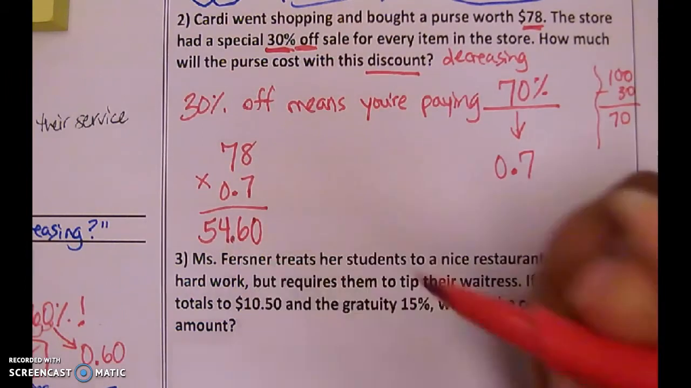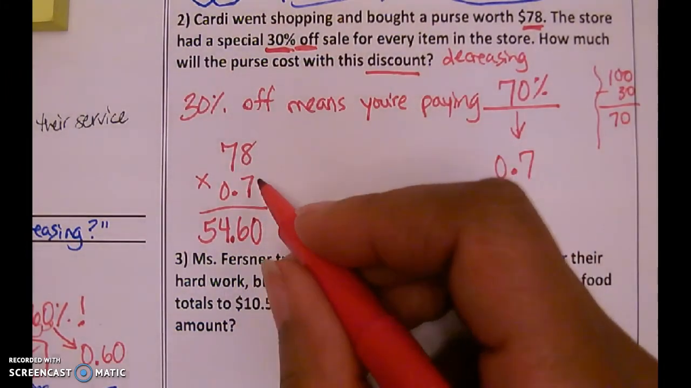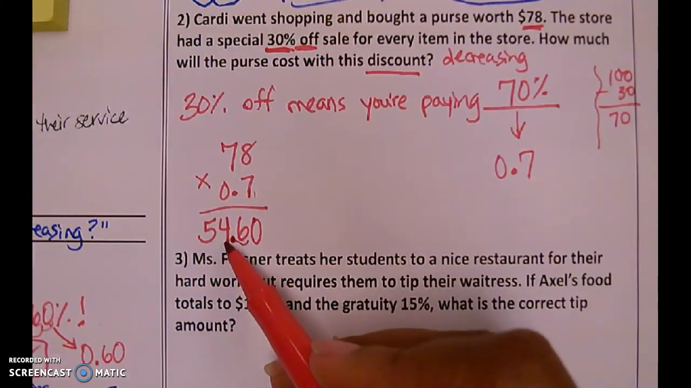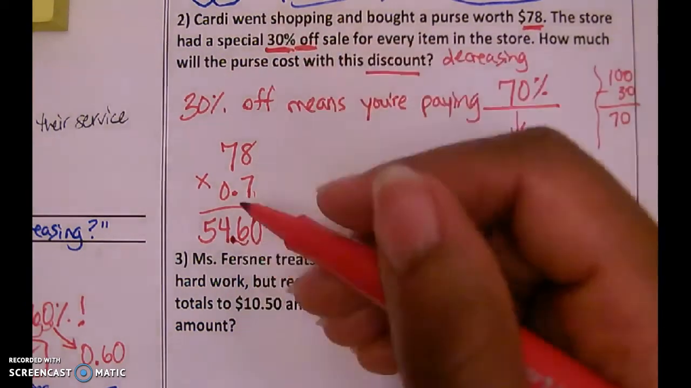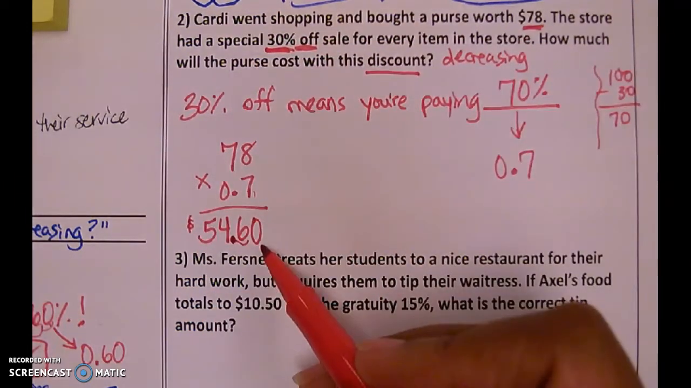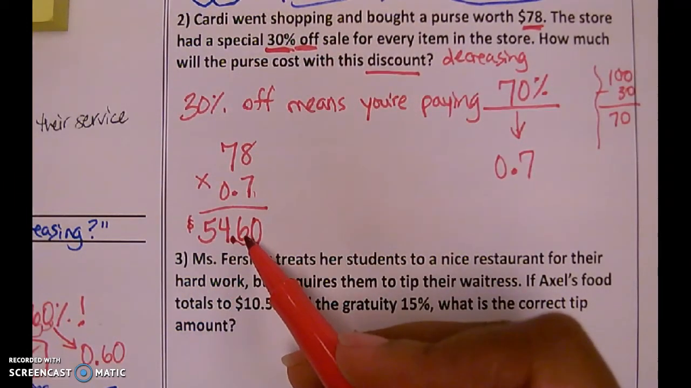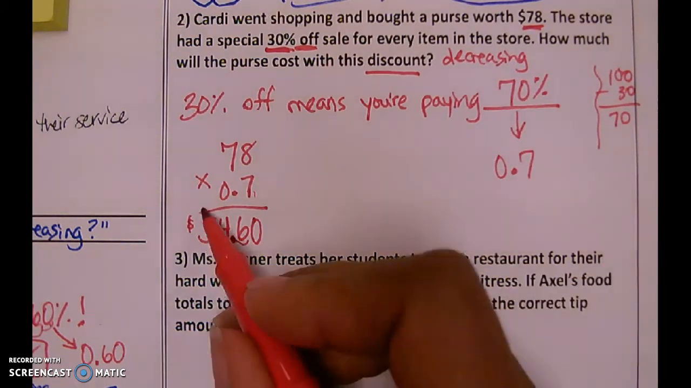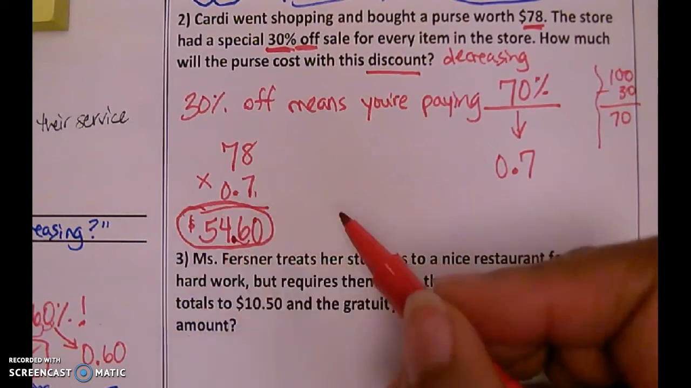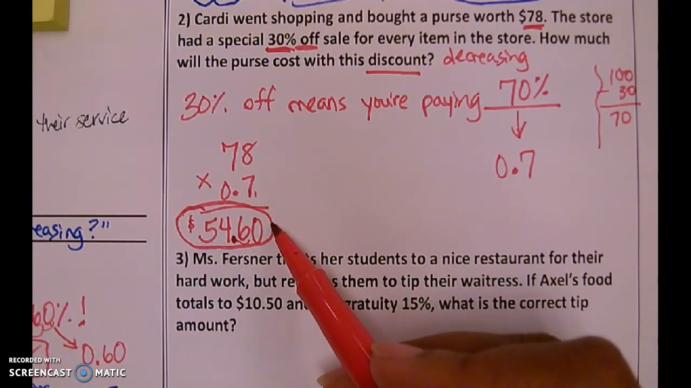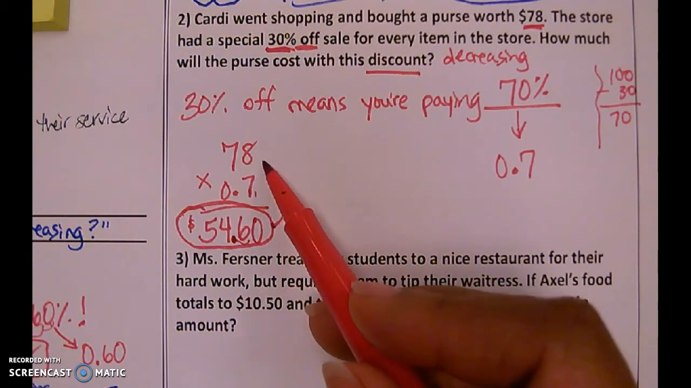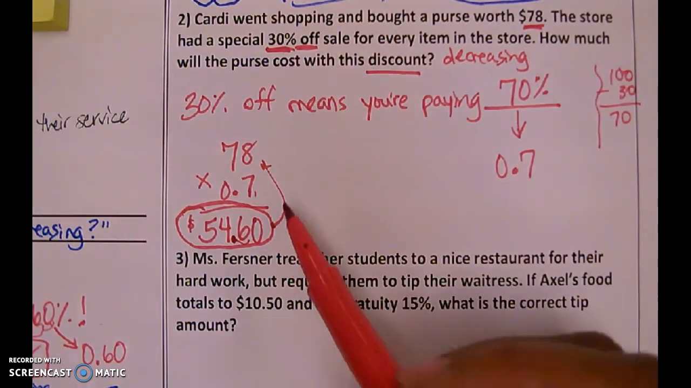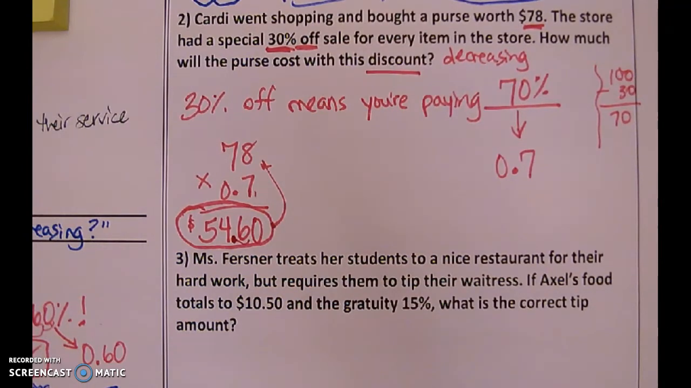And when I move my decimal over one time, I'm going to get 54.6. Now, we know in terms of prices, we need to add a 0, so that's actually going to be $54.60. Okay? This is our final answer. This is our discounted price, because this is 70% of that. And because we have 30% off, we're only going to be paying 70%. So this is our answer.